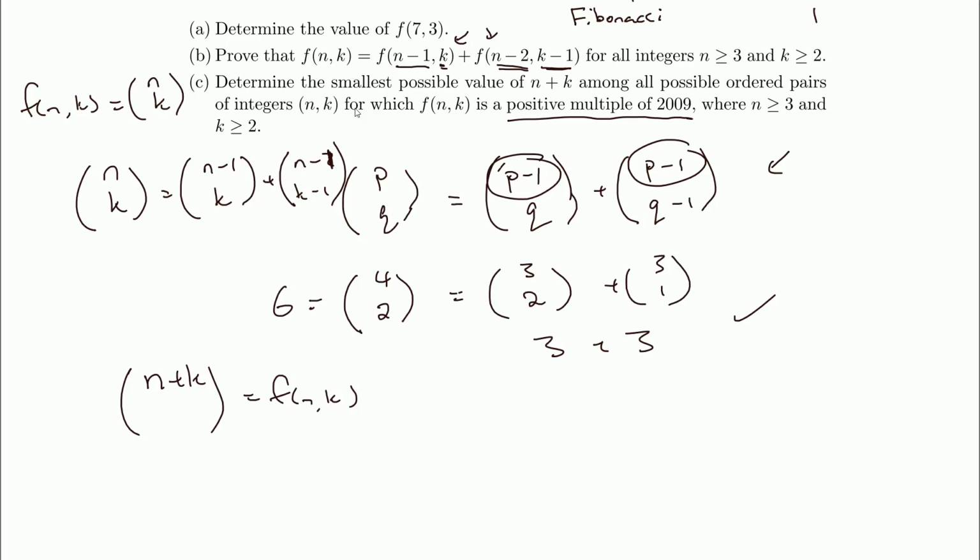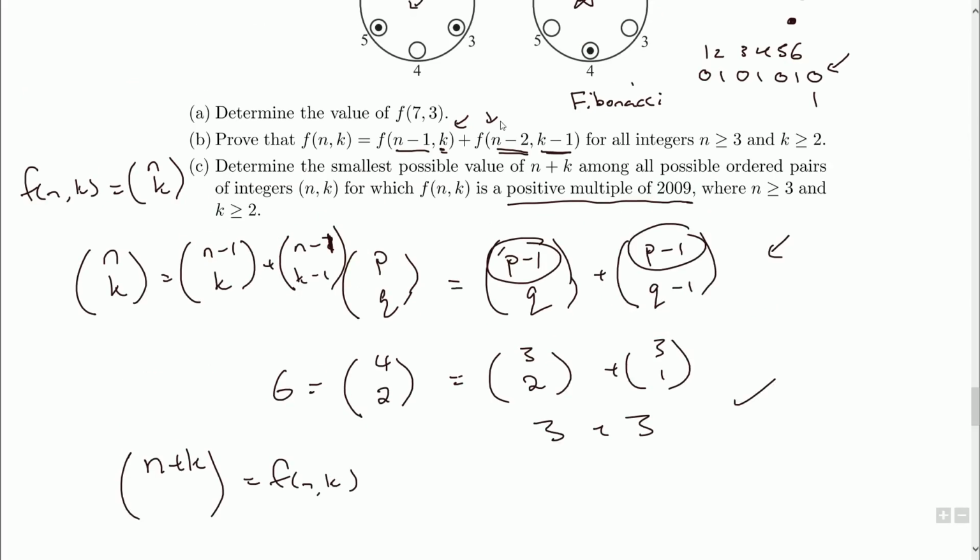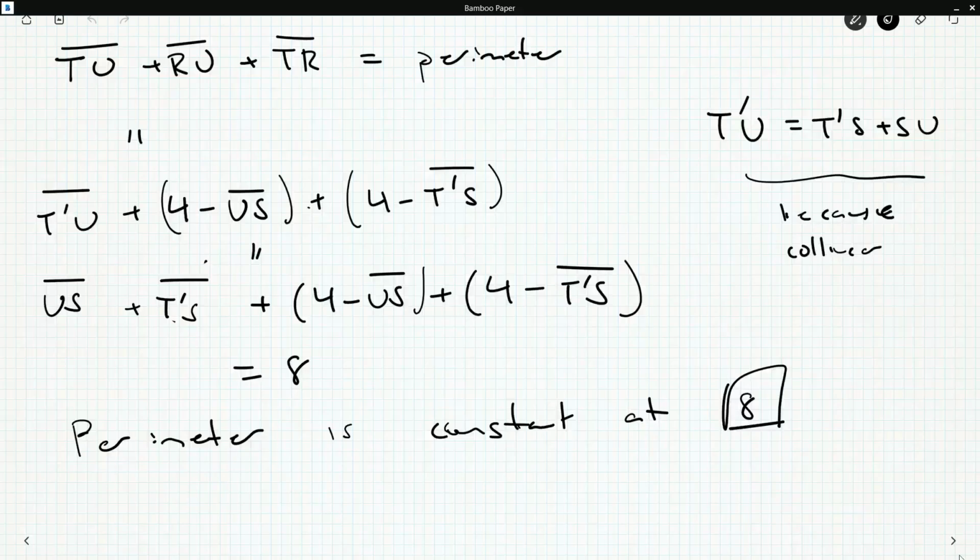And we want n greater than or equal to 3, k greater than or equal to 2. I think we've got that for just about everything. Okay. So I may need to get my calculator out for the C part. But I don't know. Let's ease into this with A. So we want 7, 3.